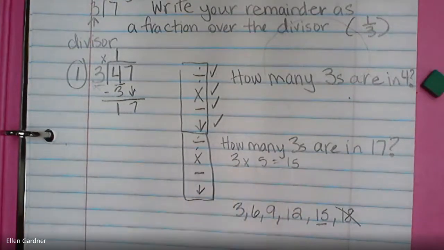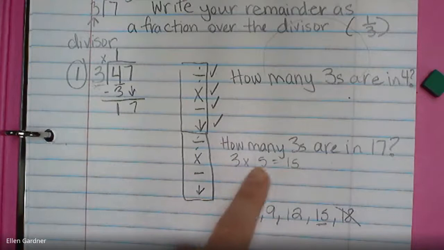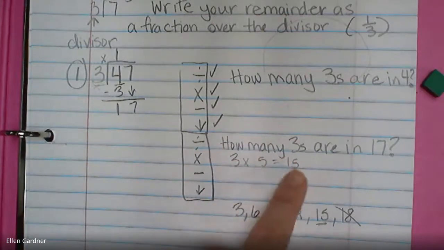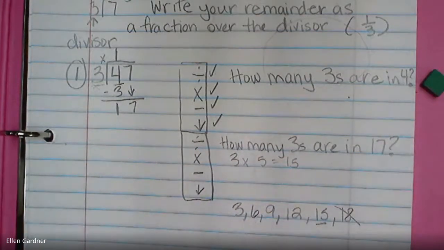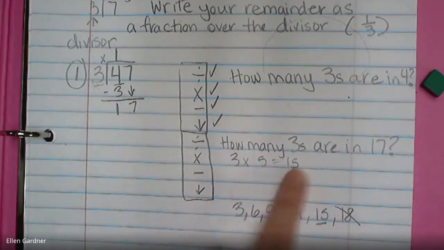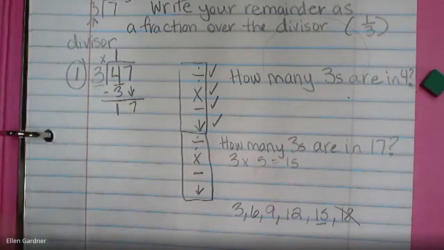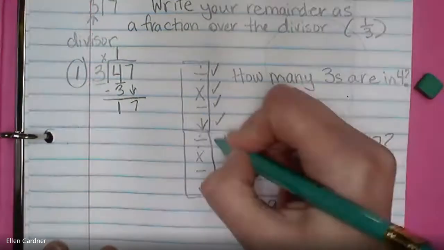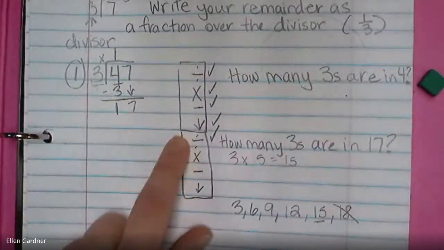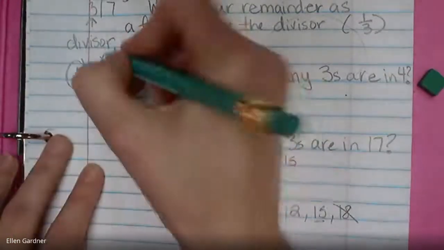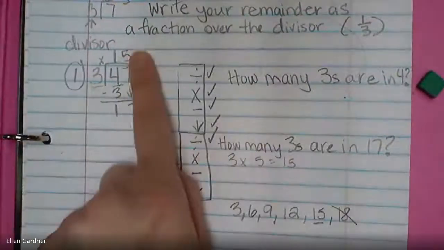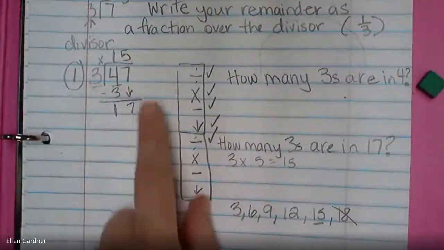How many of you in your head are thinking 3 times 5 equals 15? That's the closest we can get to 17. If you know your math facts well, that happens in your head, and the whole long division process is a lot easier if you can do that in your head. Okay, so we just divided 17 into 3 groups with an answer of 5, like Marcus said.